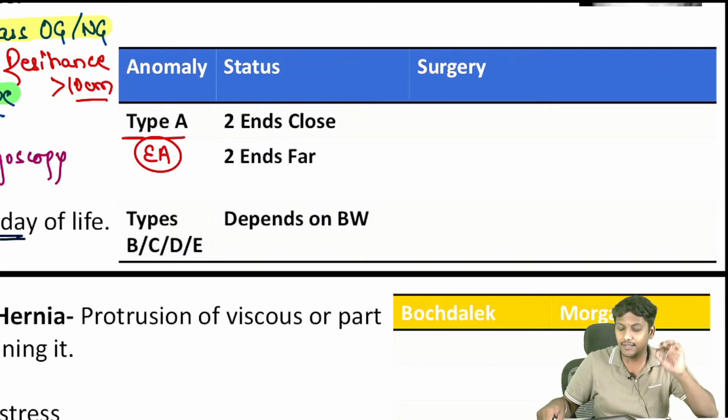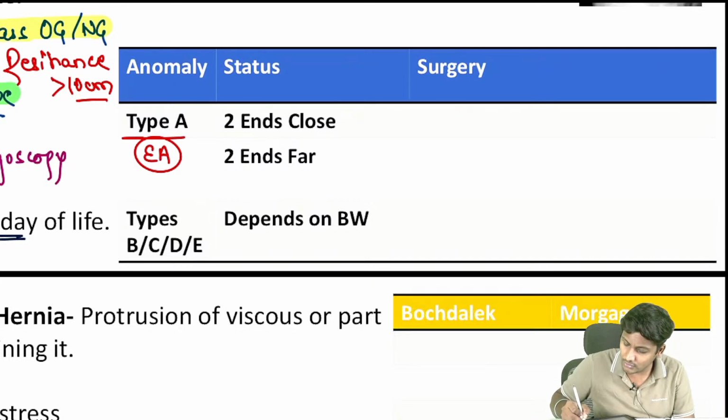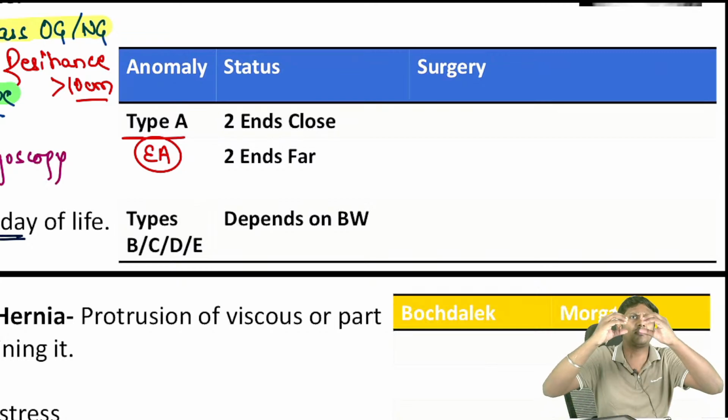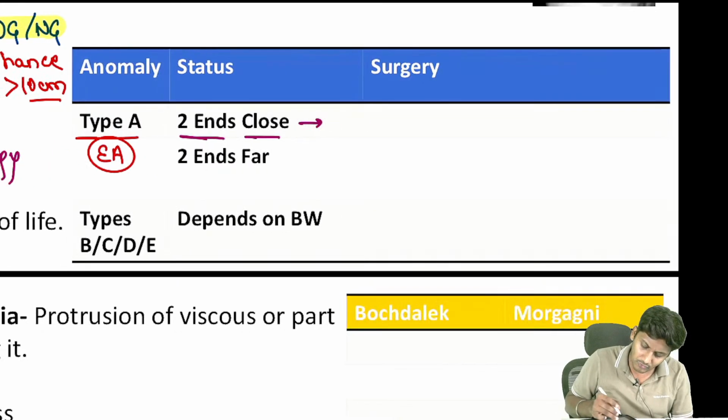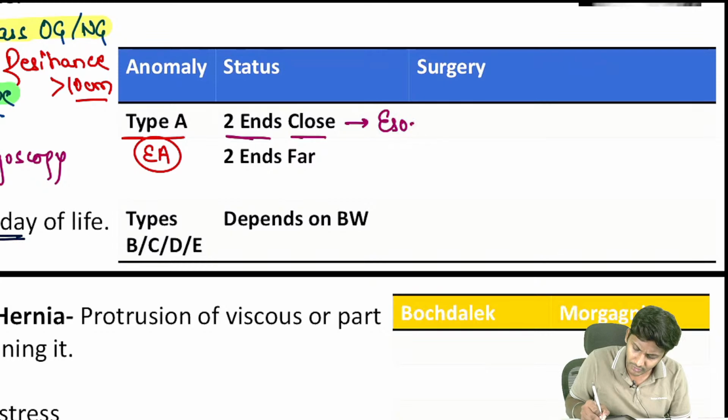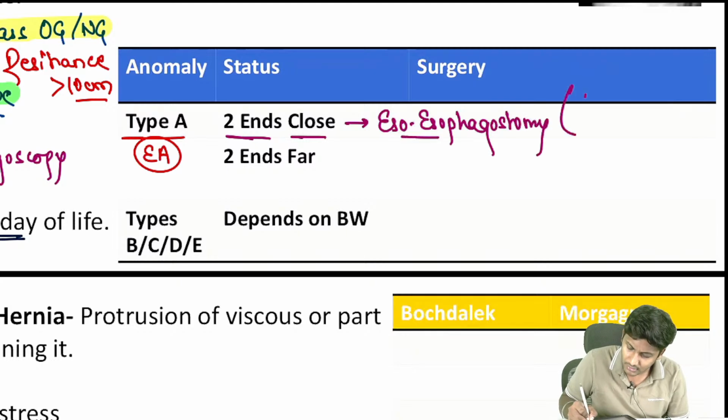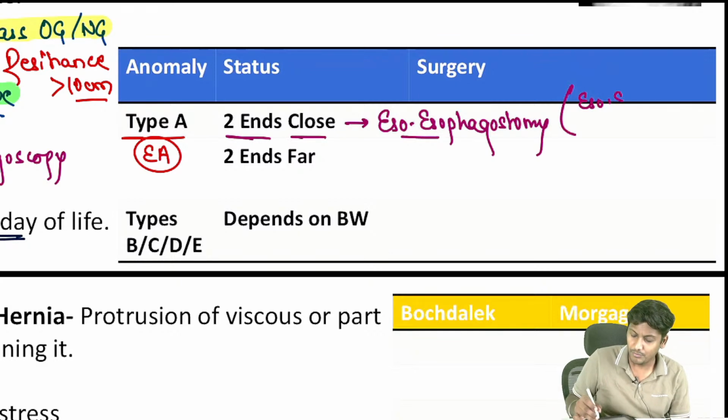ठीक है? That is usually done when the two ends of the esophagus are very close to each other. दोनों के बीच में ज्यादा गैप है क्या? नहीं. So you can just pull them थोड़ा सा and you can tie them to each other. So two ends are close to each other. We can go for esophagostomy, or I can even call it as the esophageal anastomosis. No issues with this, anybody? That has to be remembered.